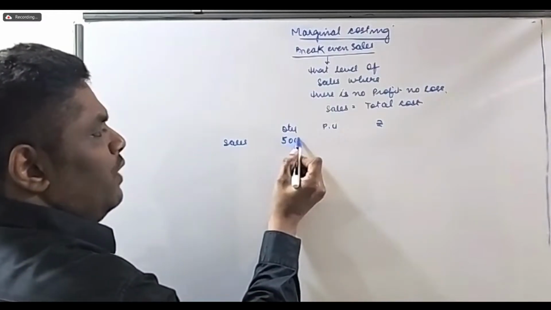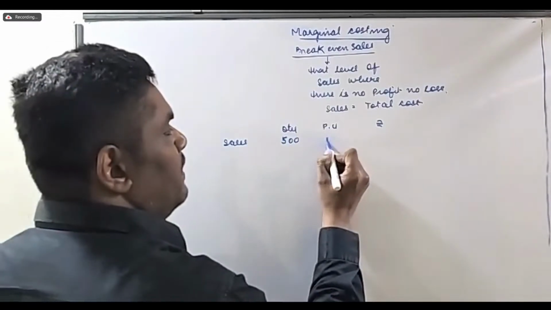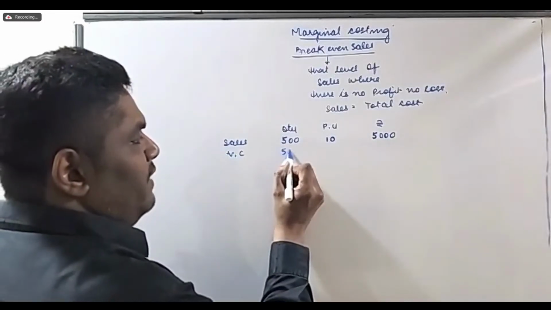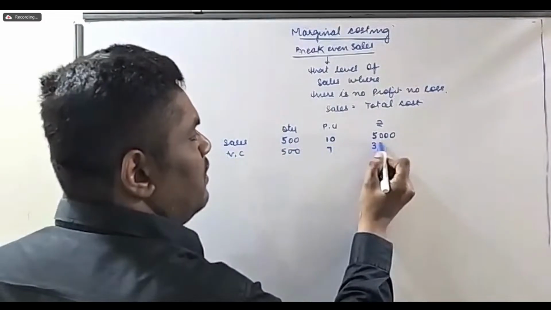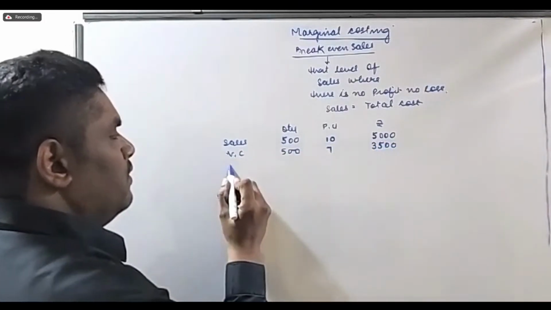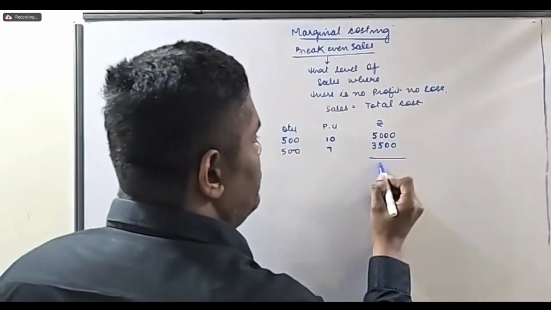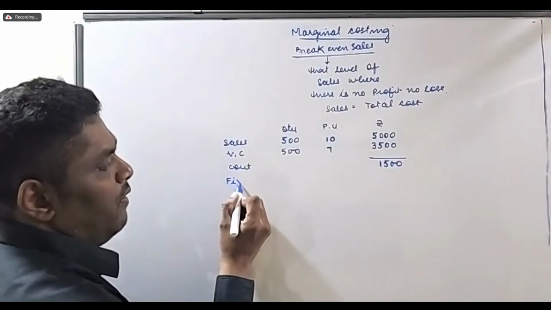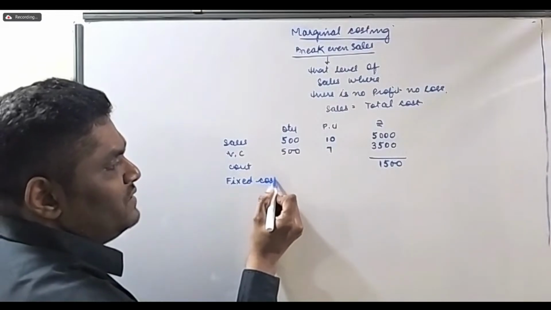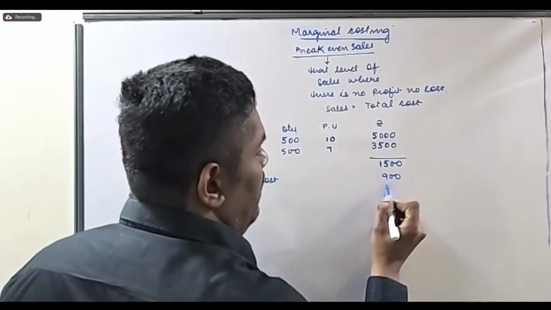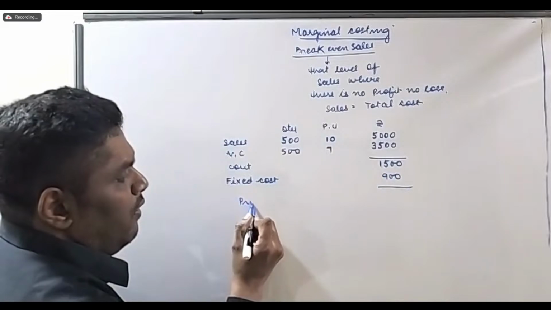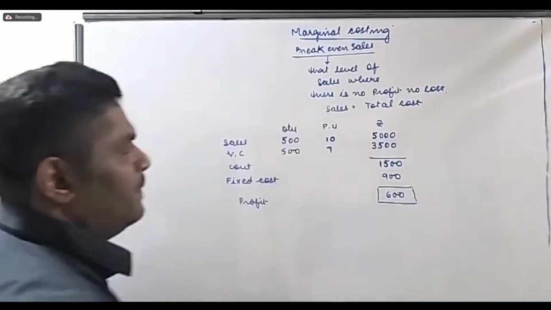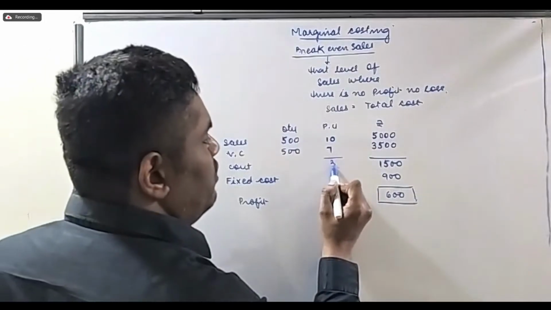Let's say the sales quantity is 500, the selling price is 10, and the variable cost is 500 into 7, that is 3,500. So how much will be my contribution? 1,500. Let's say my fixed cost is 900. So my profit will be how much? 600. Contribution per unit will be 3.